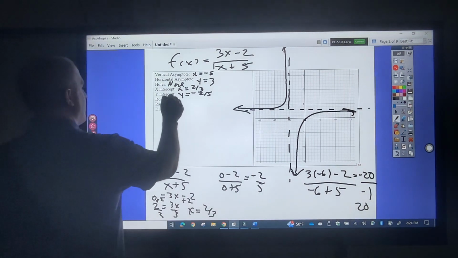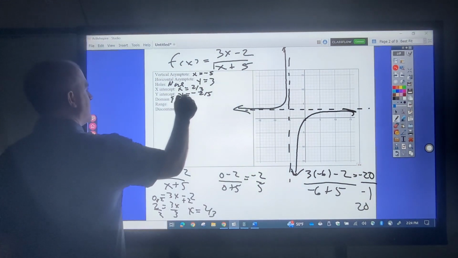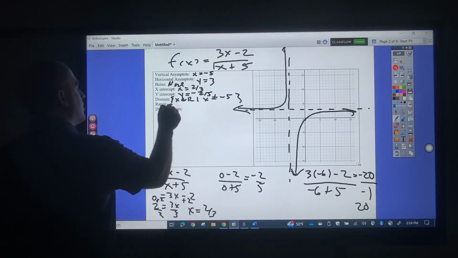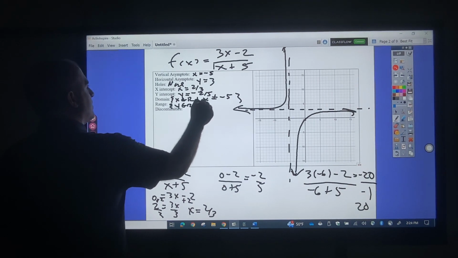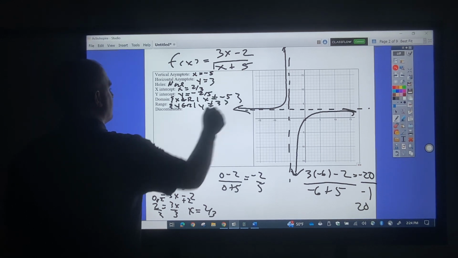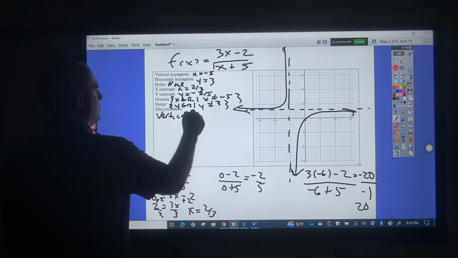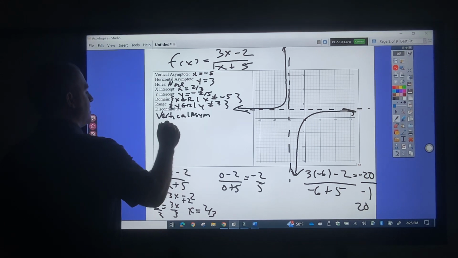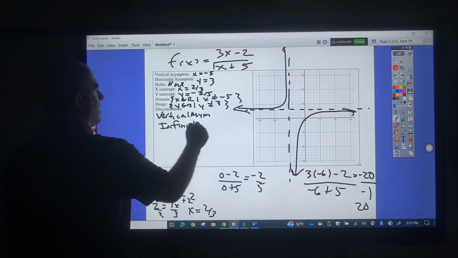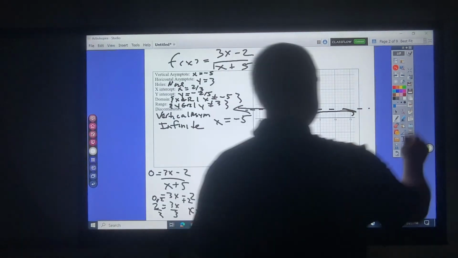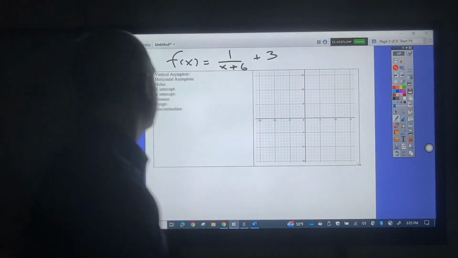Okay. The domain is x such that x can't be negative 5. The range, y is an element of all real numbers such that y can't be 3. My discontinuities, I have a vertical asymptote, which is an infinite discontinuity at x equals negative 5. Okay? All right, let's go on to another example.